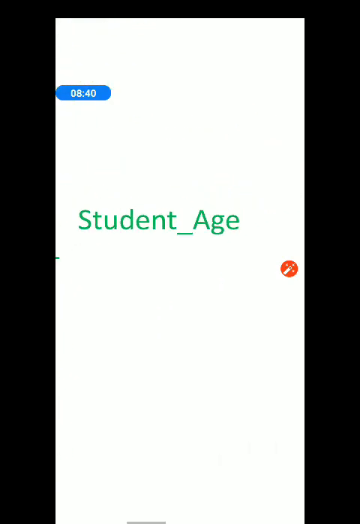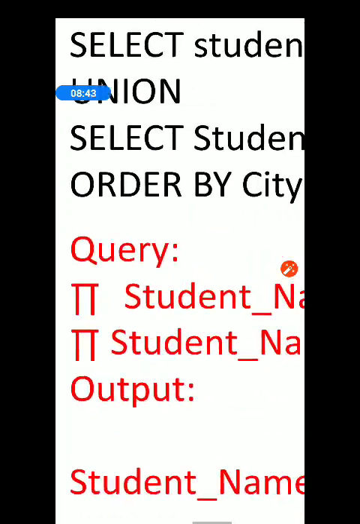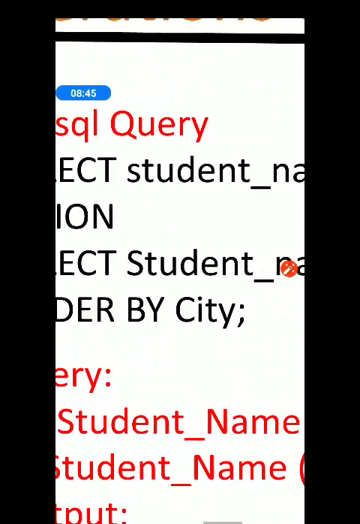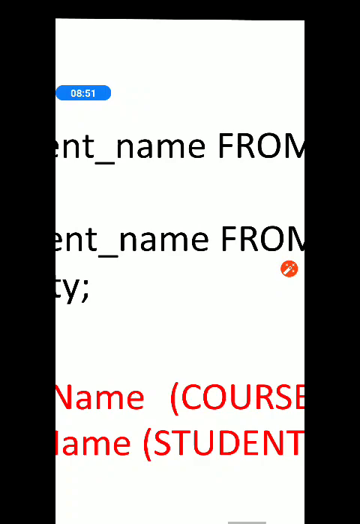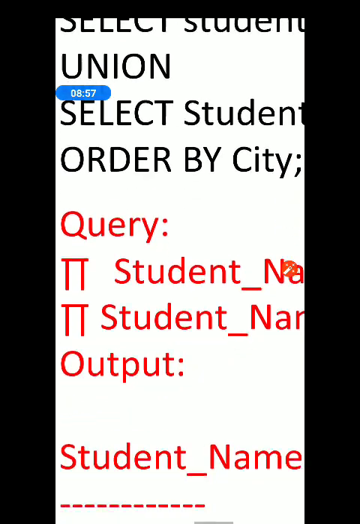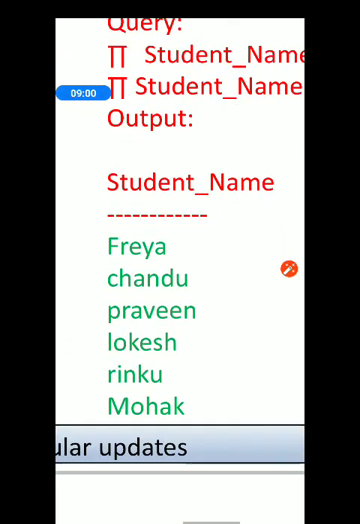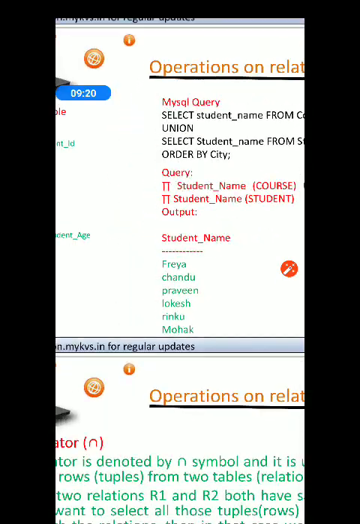So from these two tables we are applying the select query. Select student name from course union, select student name from student, order by city, and this will result in the output as student name from both the table: Freya, Chandu, Praveen, Lokesh, Rinku, Mohak, and these names are sorted in order by city. So this is the output of union operation.